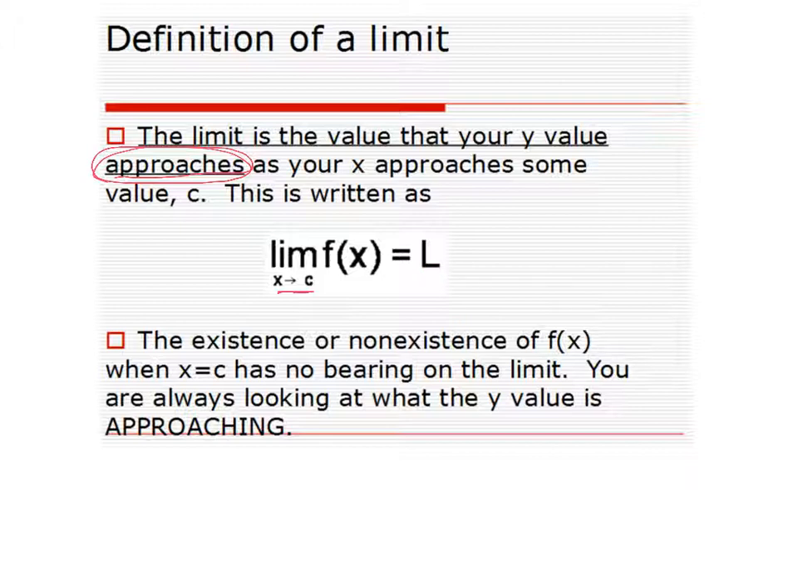Now, the existence or non-existence of f of x when x actually equals c has no bearing on the limit. For instance, when I did that direct substitution right into the function, that worked beautifully, so the existence of f of x was good. It was there. The non-existence would be when you got some sort of an issue plugging c in, if it became undefined or something. That really has no bearing on it, because we are always looking at what it is approaching. I don't really care what it equals at that spot. Sometimes it conveniently equals my limit, but that's just a coincidence. I'm looking at what it approaches.